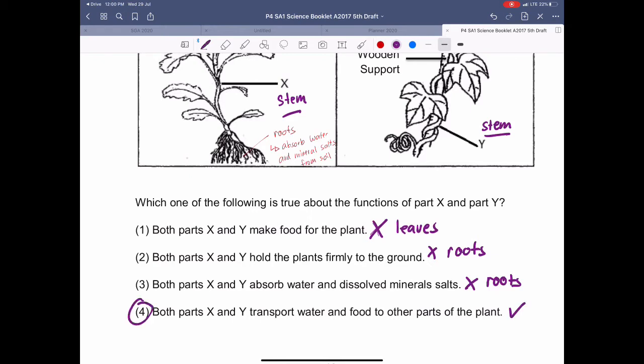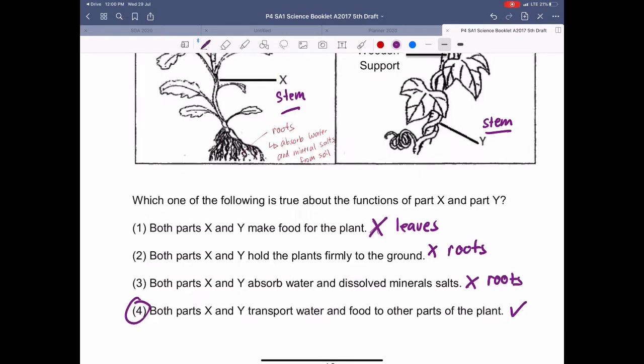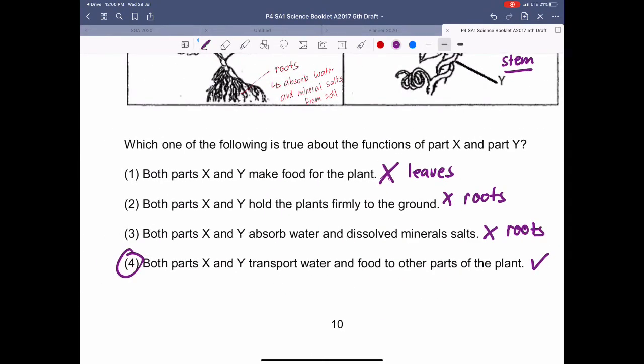We've learned that in P3. So your stem actually contains water and food carrying tubes. This helps to transport water as well as nutrients around the plant. That's how it works.